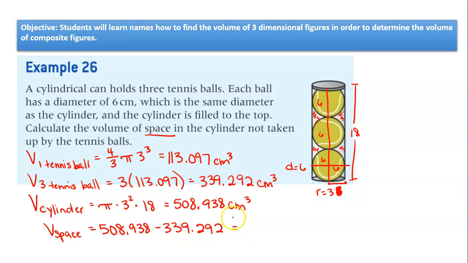Since what we get is going to be our final answer, we do want to go ahead and take this to 3 sig figs. I think we get 169.6, so that would round to 170 centimeters cubed.